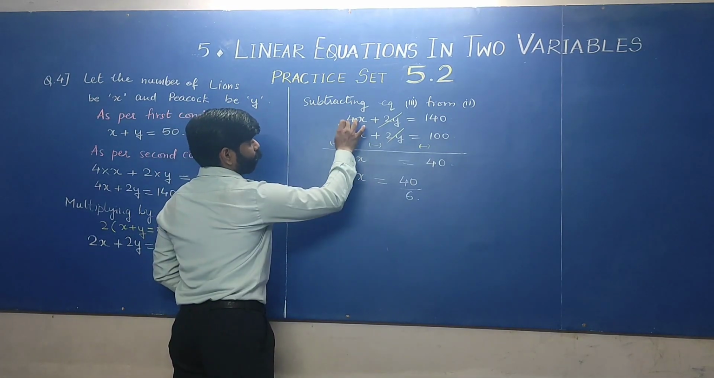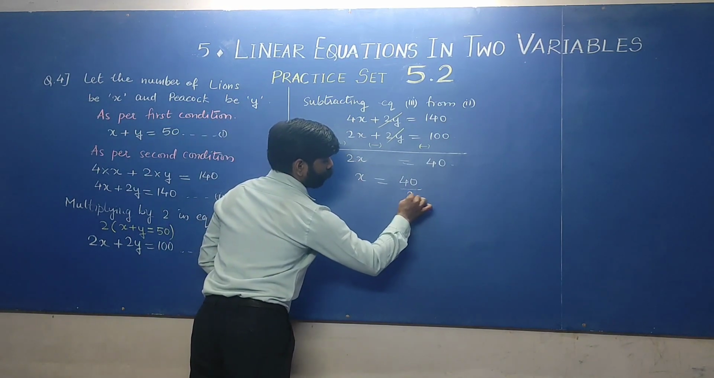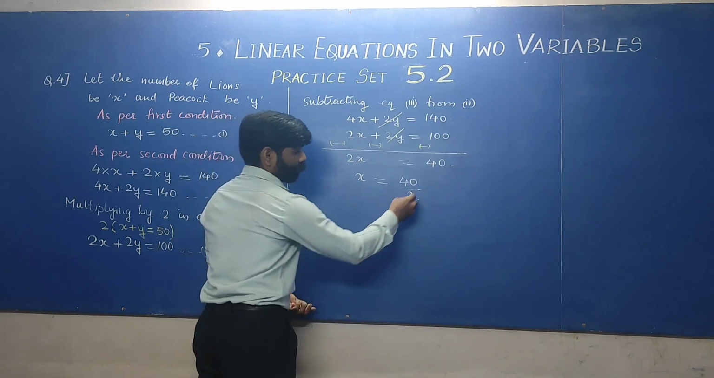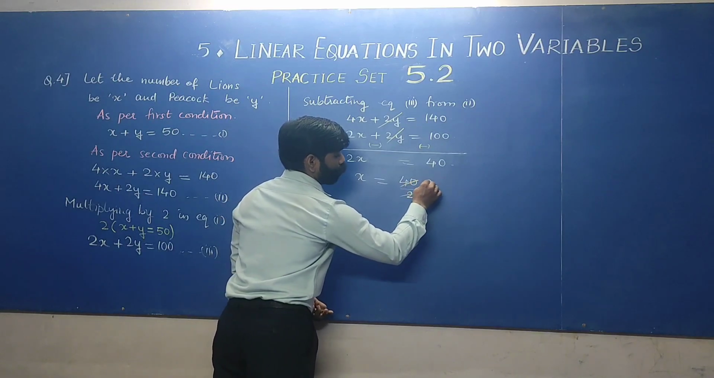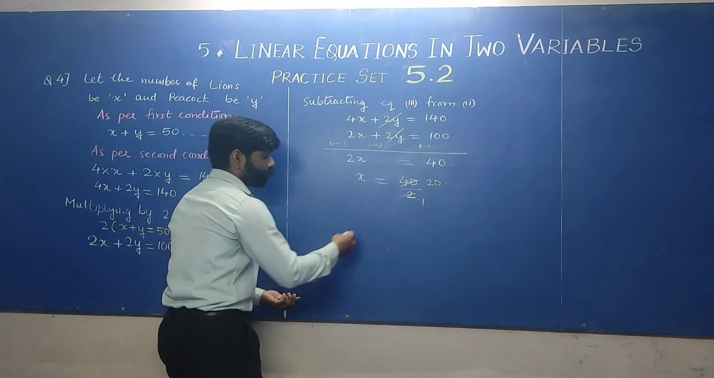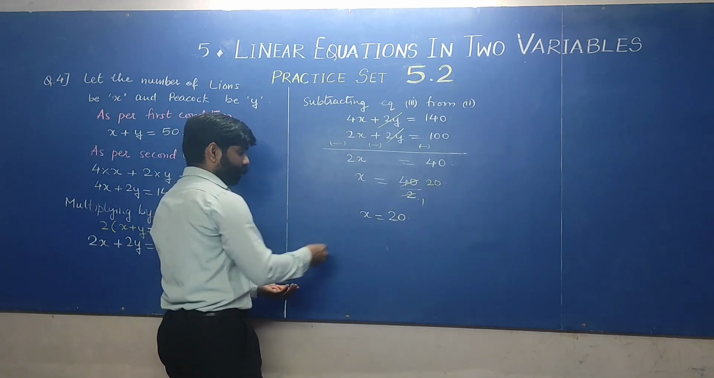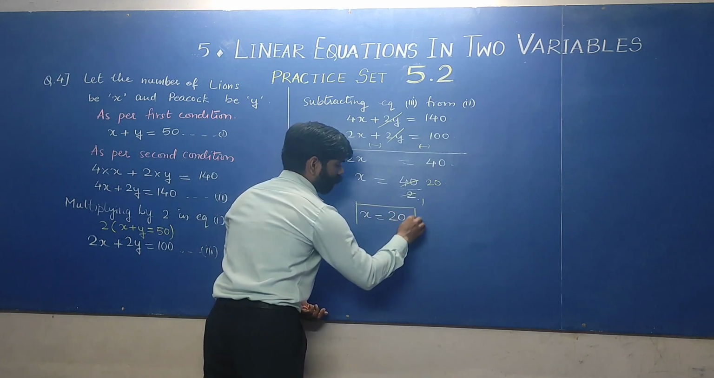So we will get 4 minus 2 is 2. Okay, students, so we are going to subtract. 2 ones are 2, 2 twos are 4, 2 zeros are 0. So we are going to get x is equal to 20. Now we are going to put the value for x in any of our equations.